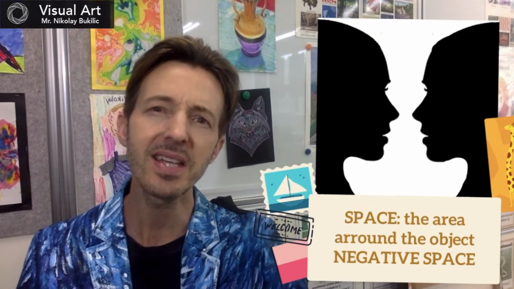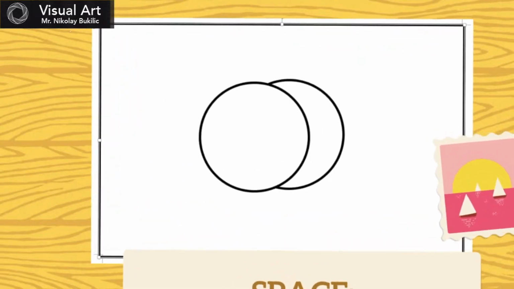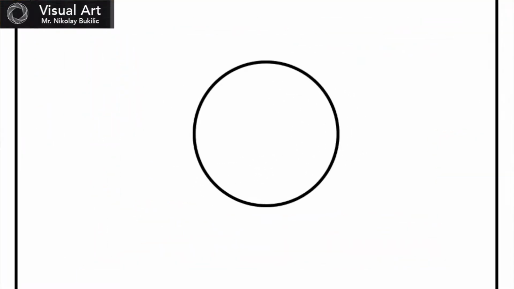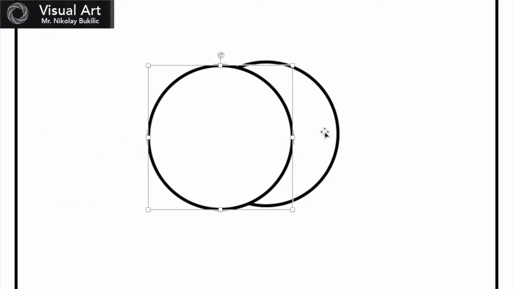But there are several other ways you can learn about space. This one shows you how you can use space by overlapping shapes. For example, here's a circle. Now if I overlap or bring another circle on top of that circle, I am also thinking about how I use space within my artwork. So this is referred to as overlapping.